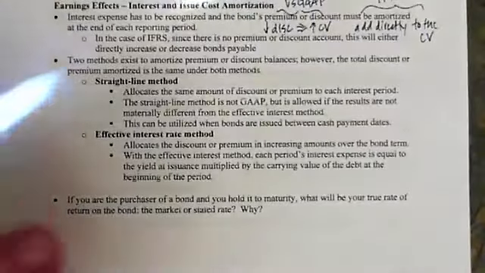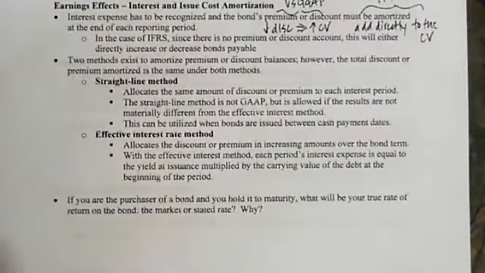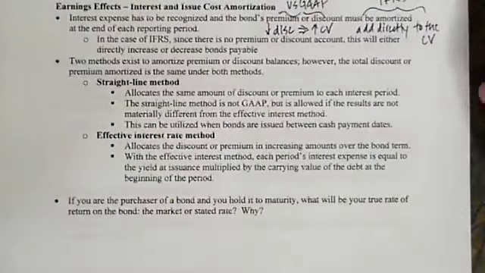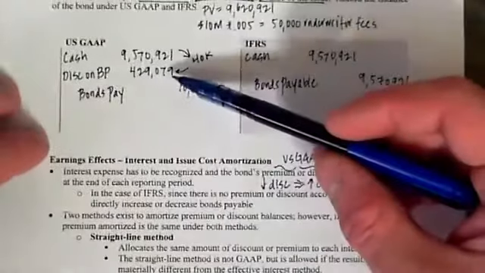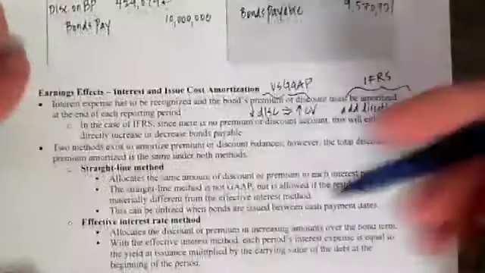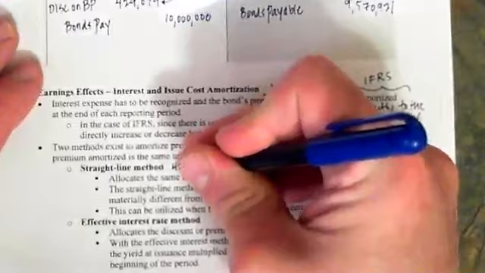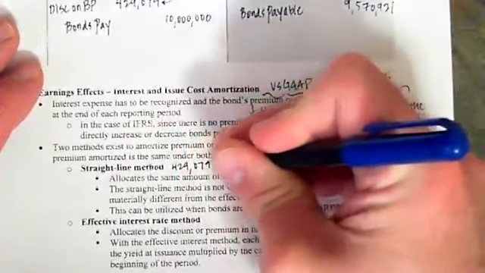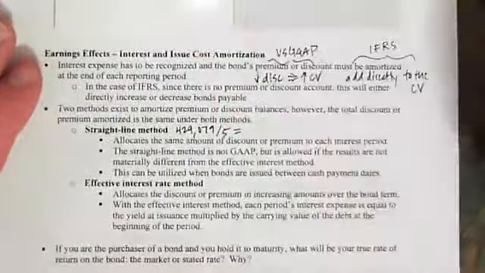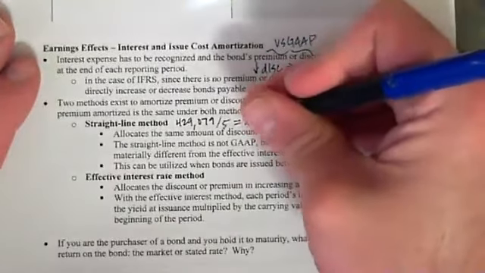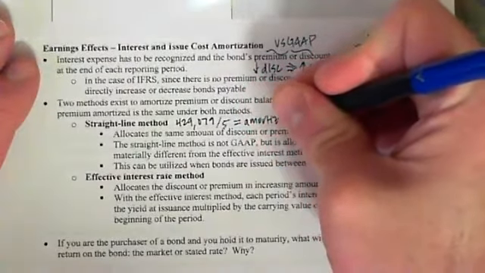The straight line method is highly simplified, not GAAP, unless its results are similar to the effective interest rate method. So what the straight line method does, in this case, for example, is it would take the $429,079, and then knowing that that's the amount of discount it has to amortize, it would just divide it over 5 periods, and that would give you the amount of amortization per period.